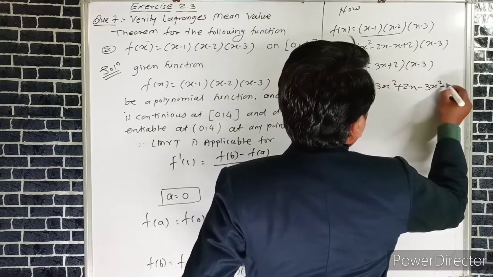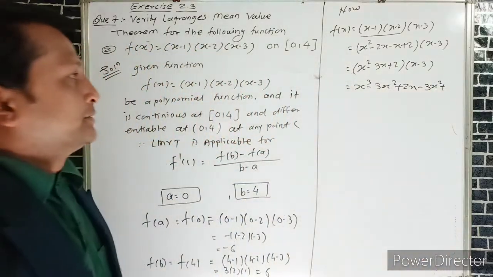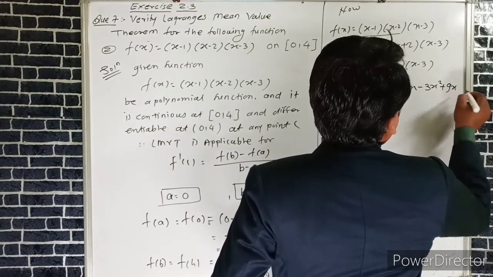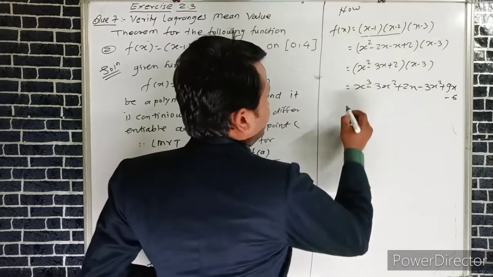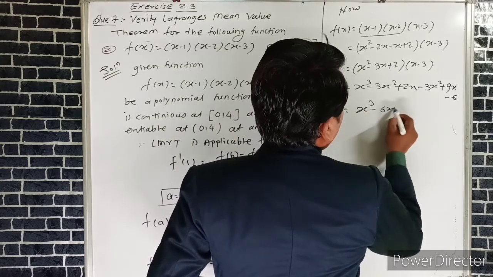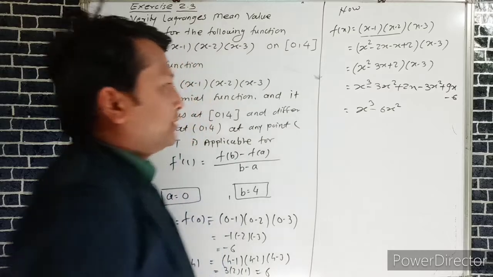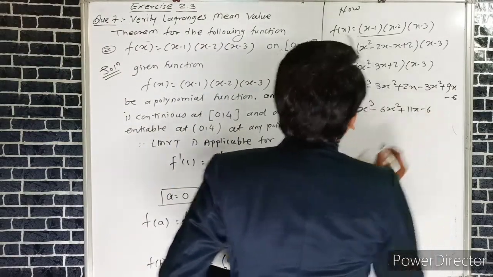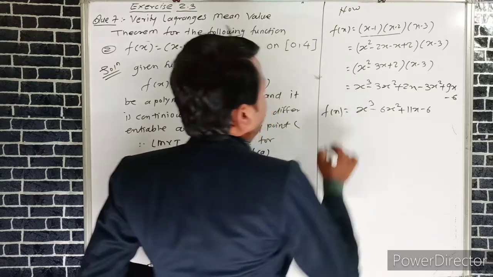Hence we can write x cube minus 3x square minus 3x square, that is minus 6x square, plus 2x plus 9x, that is plus 11x, minus 6, which is the value of f of x.